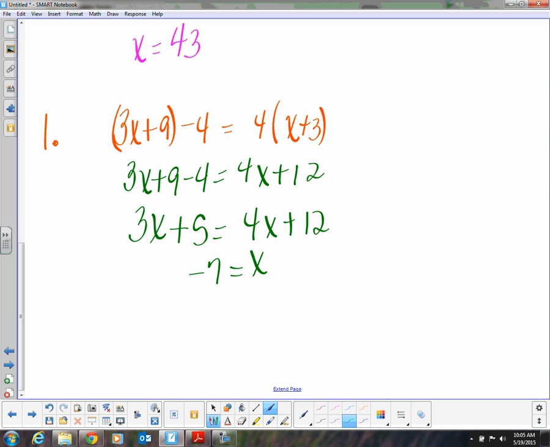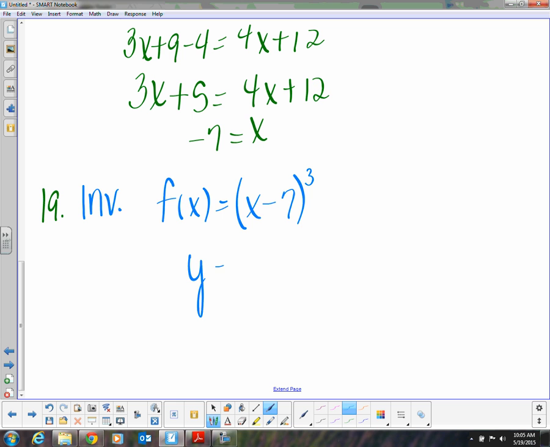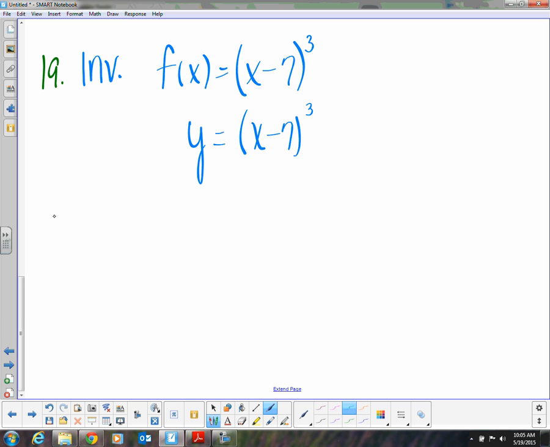Okay. Next. Yes. 19 said? Parenthesis? Yeah. Okay. So we want the inverse. So we're going to rewrite this as y is equal to x minus 7 cubed. How do you get an inverse? Switch the x and the y. So we have x equals y minus 7 cubed. But they're not going to let you leave it that way. They're going to solve for y.